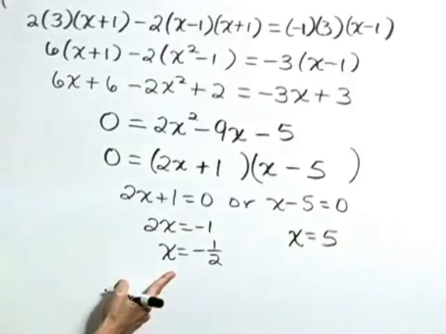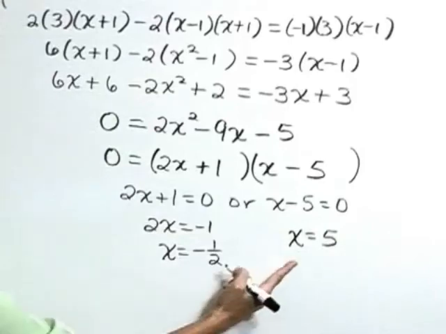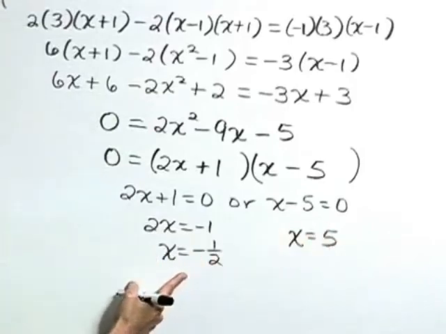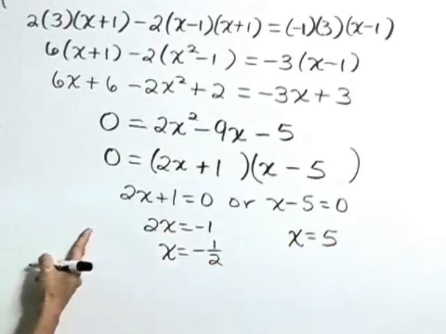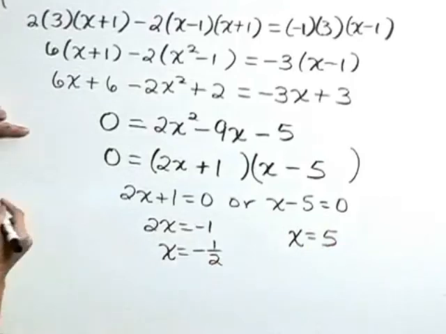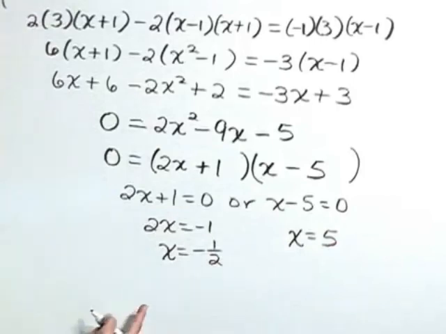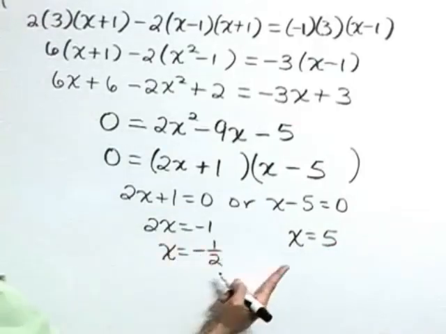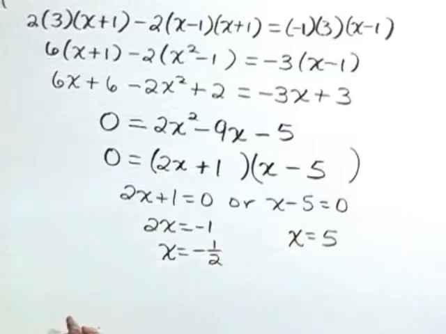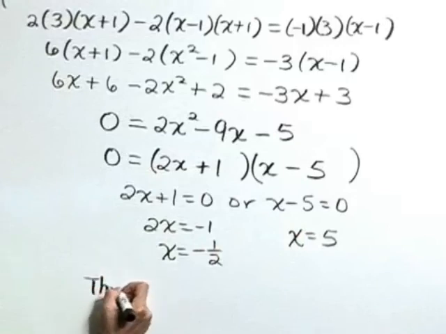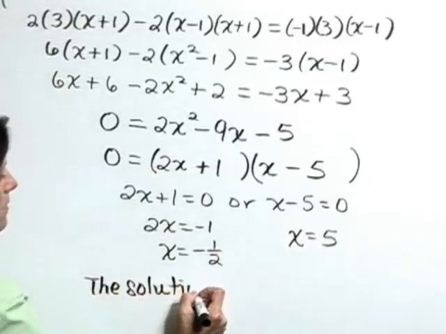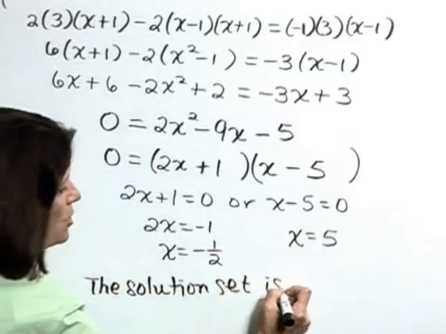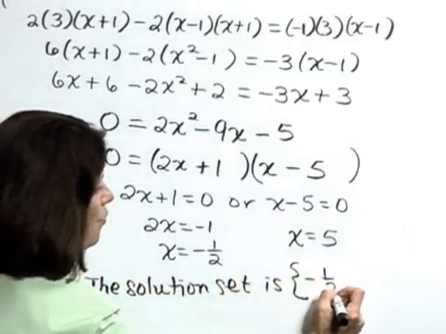Now, when solving rational equations, you have to be very careful that the solutions you get do not cause a 0 denominator. And as we quickly visually check these in our original equation, we can notice that neither of them does cause a 0 denominator. I do recommend also that you go ahead and substitute these into the original equation to check for accuracy and make sure you've made no errors. You will find then that the solution set for this equation is negative 1/2 and 5.